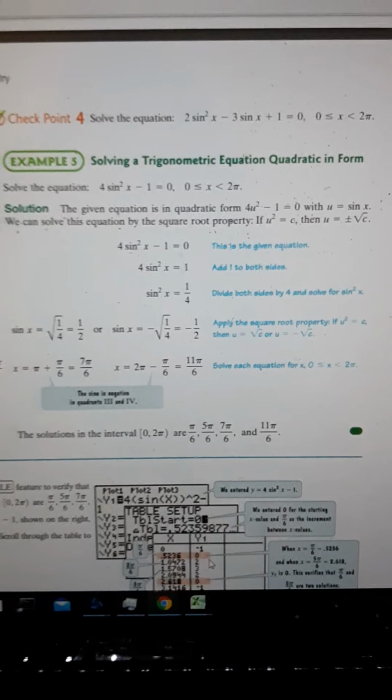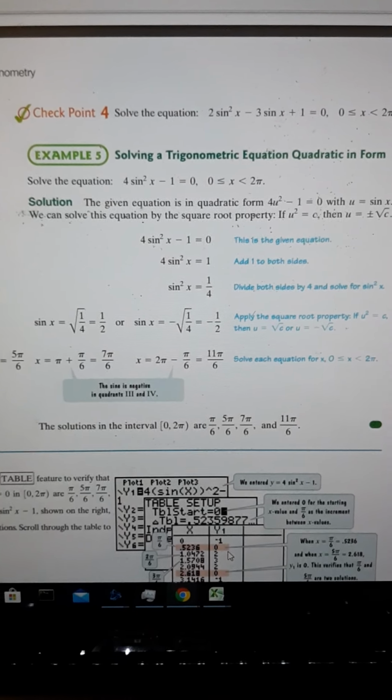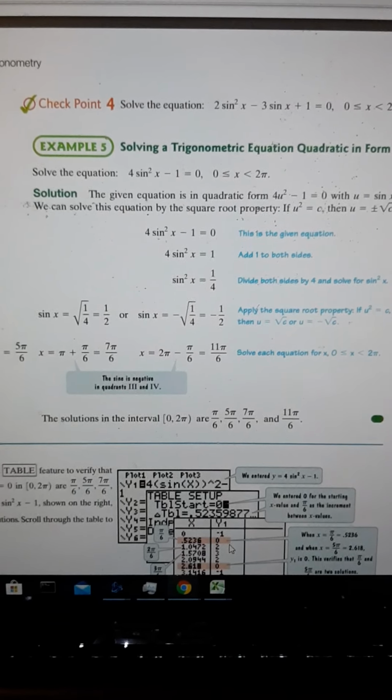All right? So that is what you're going to be doing with these quadratic equations.